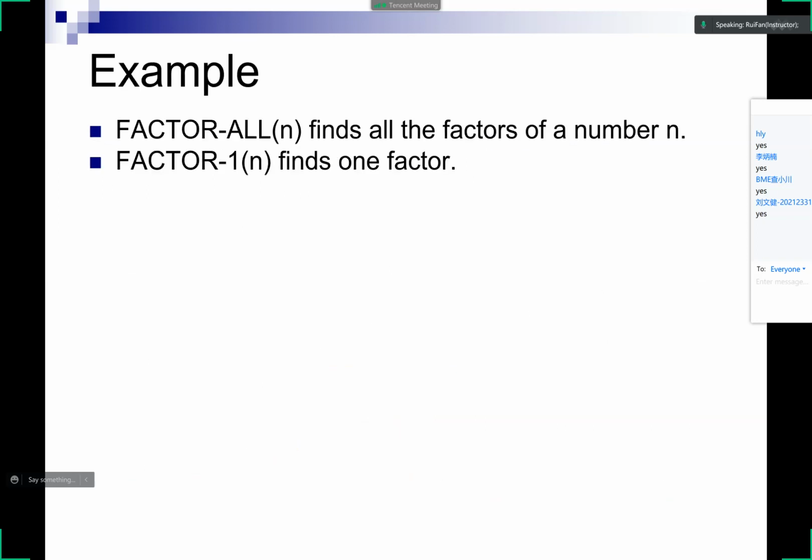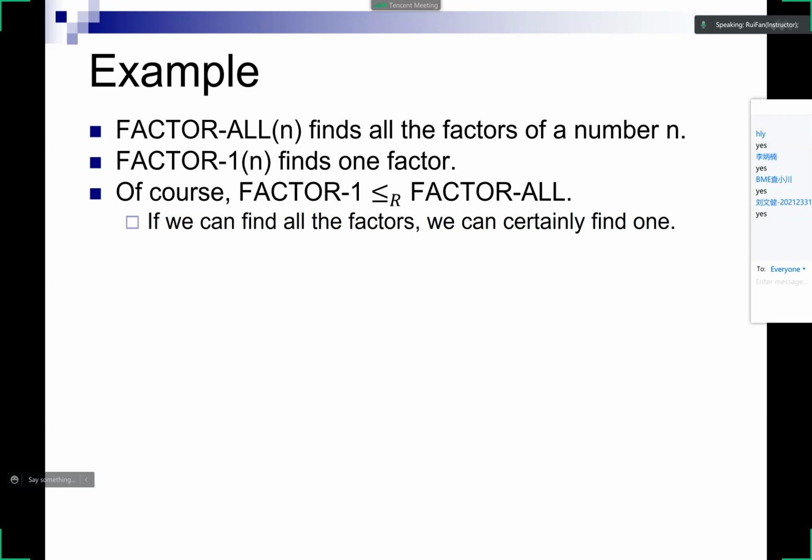Let's do another example of this. Suppose we have two problems. The first problem is called factor all. Here I give you a number, and you have to find all the factors of this number. The next problem is called factor one, where I give you a number, and you just have to find one factor of this number. For example, if I give you 100, you just have to tell me a factor is 2 or 5 or something like that. Factor all is that you have to give me all of the factors.